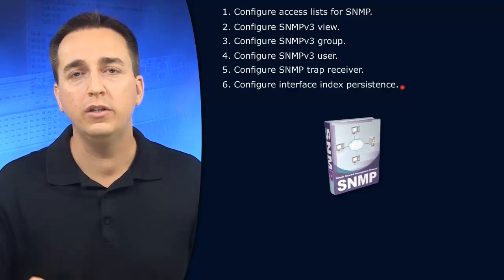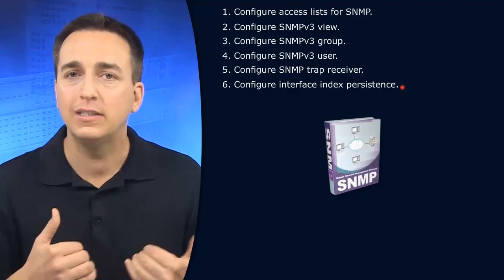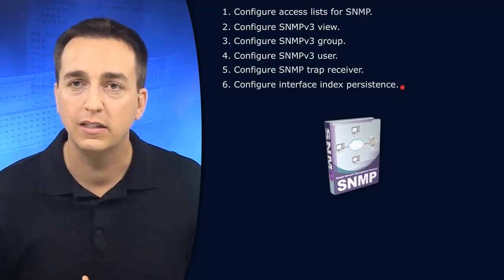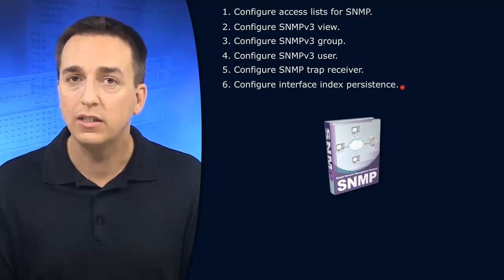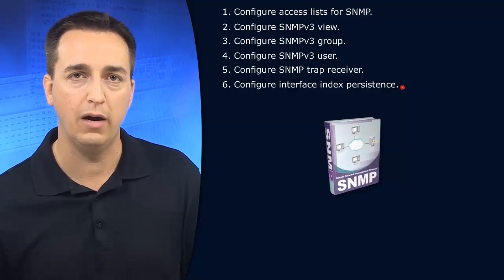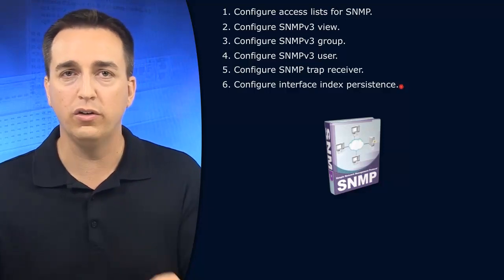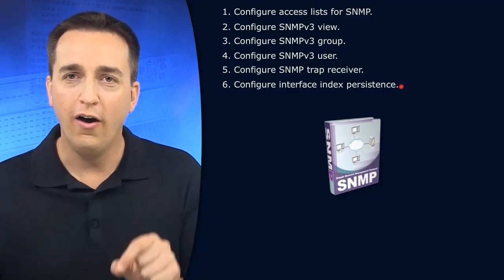So what we want to do is make sure that the index doesn't change. Because if we're gathering statistics about a certain interface and it's being represented as an index number, if that changes, then it's going to be really difficult for us to keep track of that over time. So we want to make sure that we implement a feature that is part of SNMP to make sure that the indexes do not change on the interfaces.